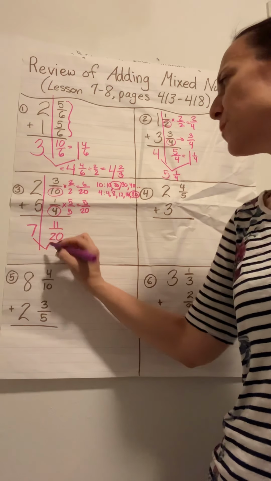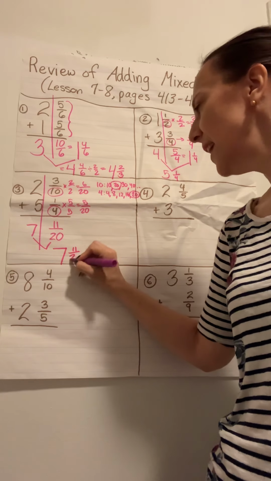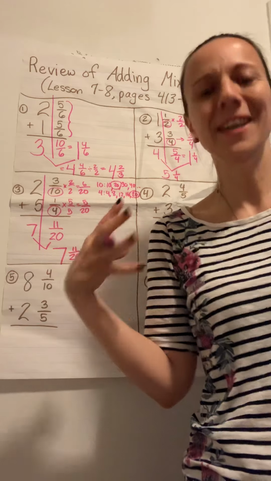So all I have to do is put these two pieces together. My final answer here is 7 and 11/20ths, even though that's not a fraction we see a whole lot of. That is in simplest form.